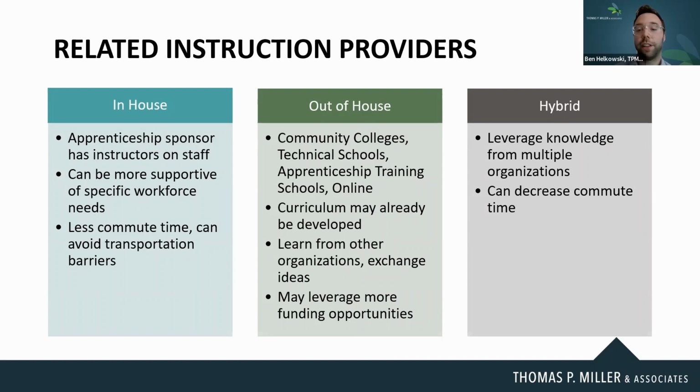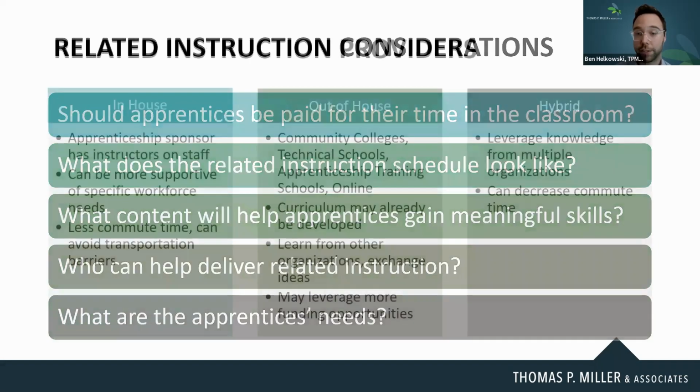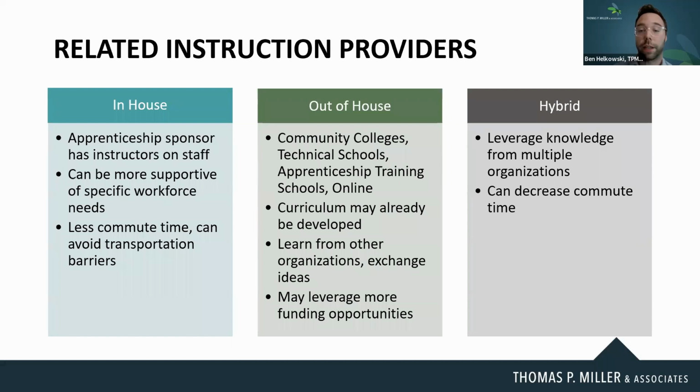the apprenticeship sponsor has instructors on staff that can help build connections with mentors and staff for the apprentice. It can be more supportive of specific workforce needs, and the instruction can be tailored specifically to the needs of a specific business or region. It can also help remove commute time and avoid transportation barriers for apprentices.